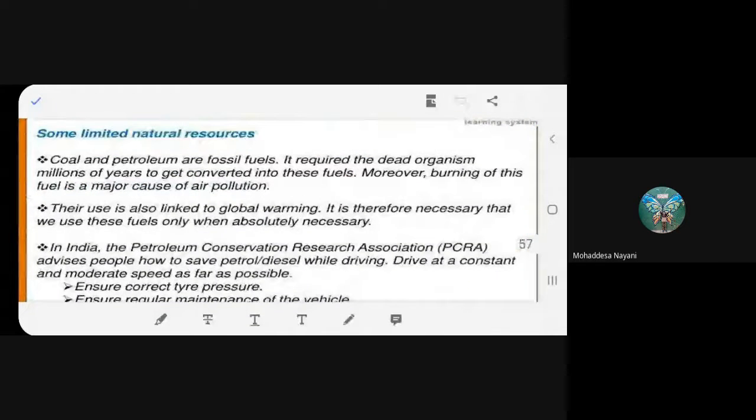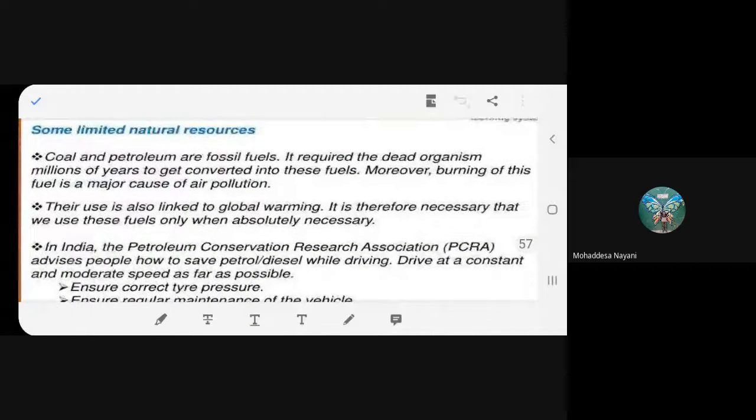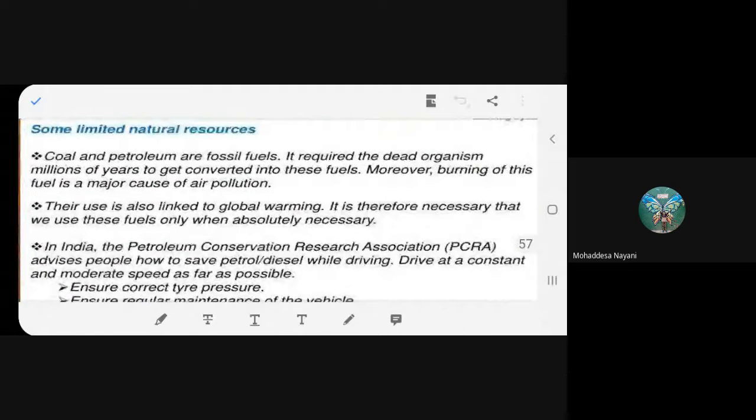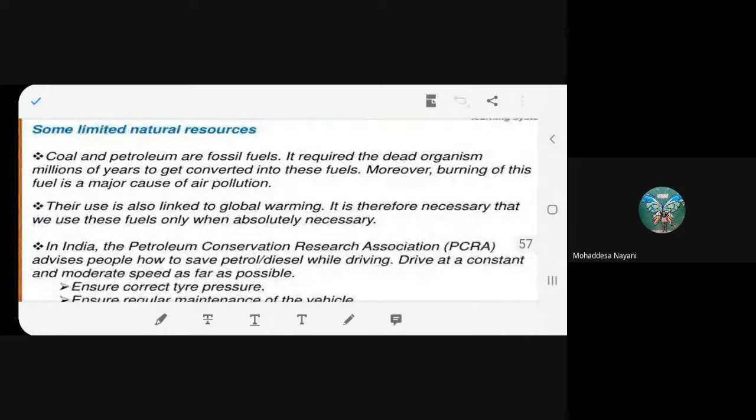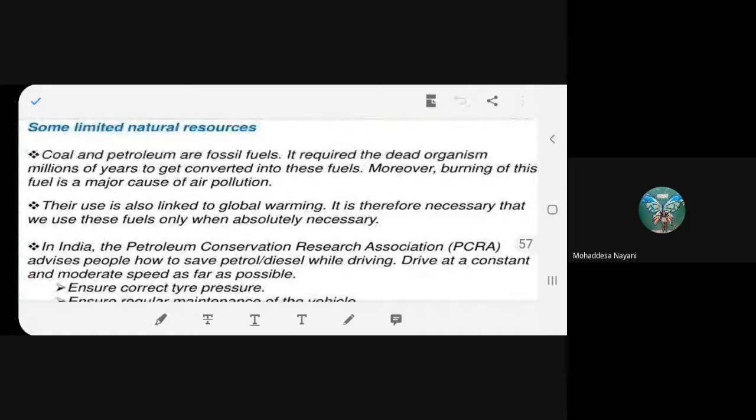Okay. Now, what is the heading? Limited natural resources. Whatever resources we are talking about, obviously they are not found in too much of an amount, because all these resources are limited. We can finish them in no time because they are limited. So we will call them non-renewable resources. Is this clear? Yes, ma'am. Okay. Start reading it.